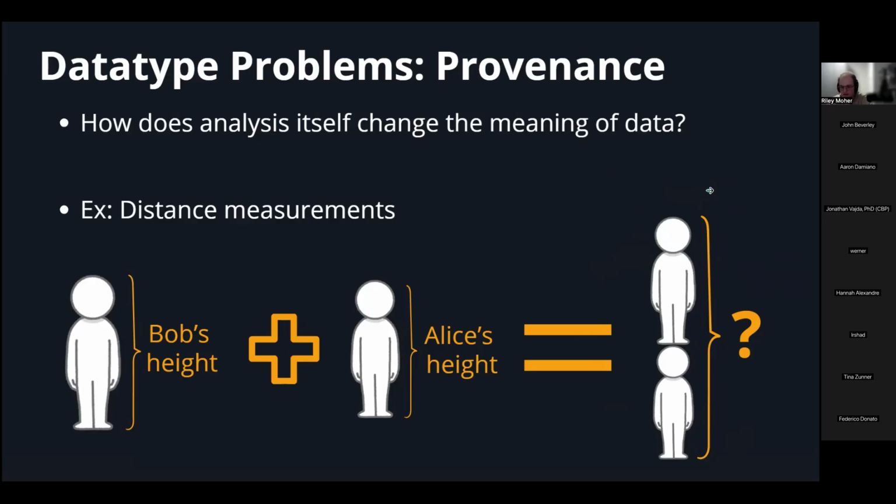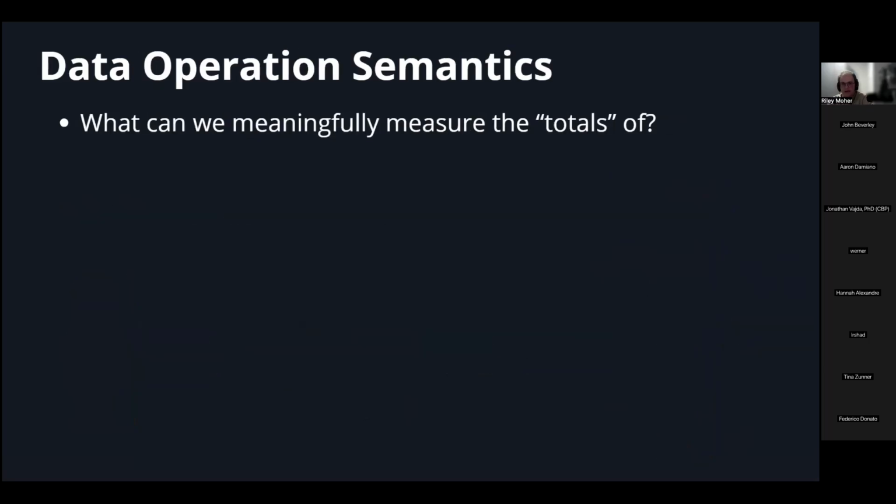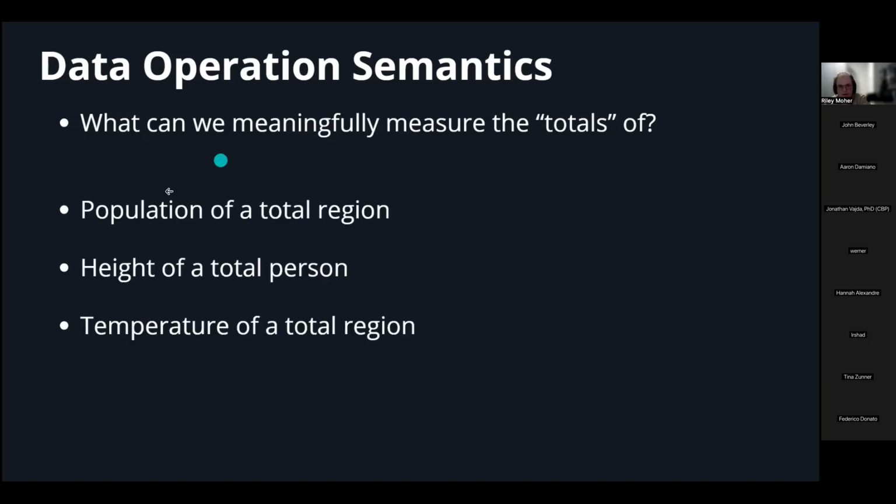So if we take a little bit of a step back and ask ourselves the question relating to totals. When we're talking about data operations, and in this case talking about a sum, what can we meaningfully measure the totals of? Where does that make sense? Where might it not make sense? Let's look at a few examples and think on that for a second. So we have the example of the population of a total region, the height of a total person, and the temperature of a total region.